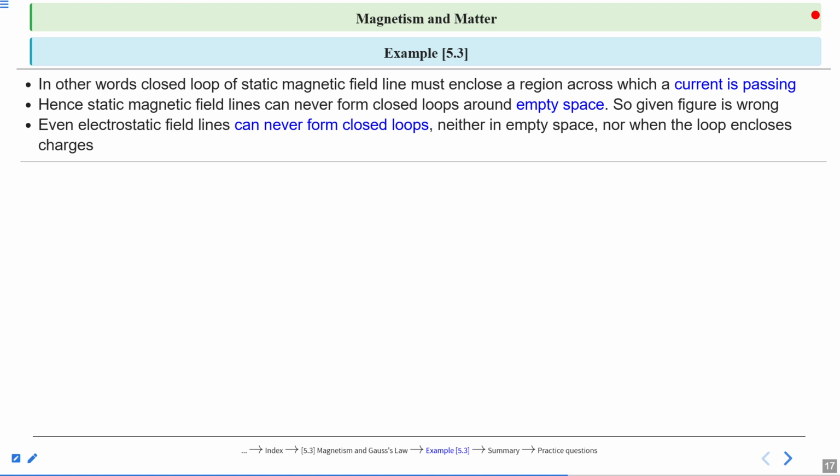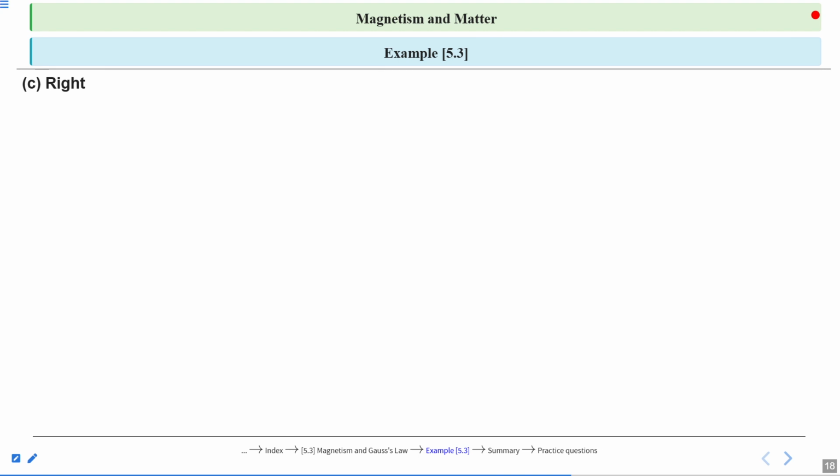Even electrostatic field lines can never form closed loops, neither in empty space nor when the loop encloses a charge. So electrostatic fields can never form a closed loop for any condition. But magnetic field lines can form closed loops, and they form closed loops when there is a current in the region. If there is a current, then around that current they form closed loops. But if there is no current, they cannot form closed loops. Got it?